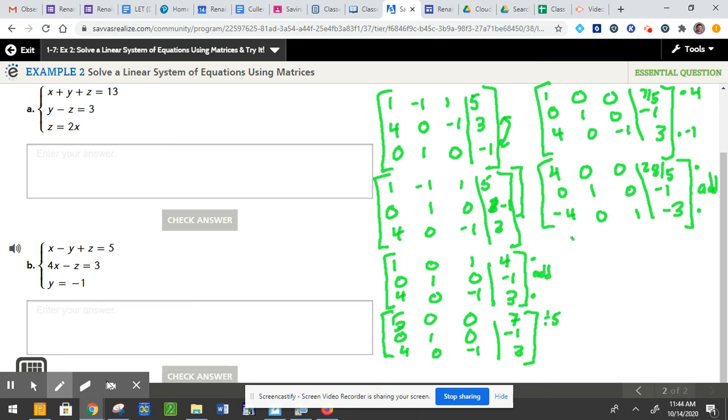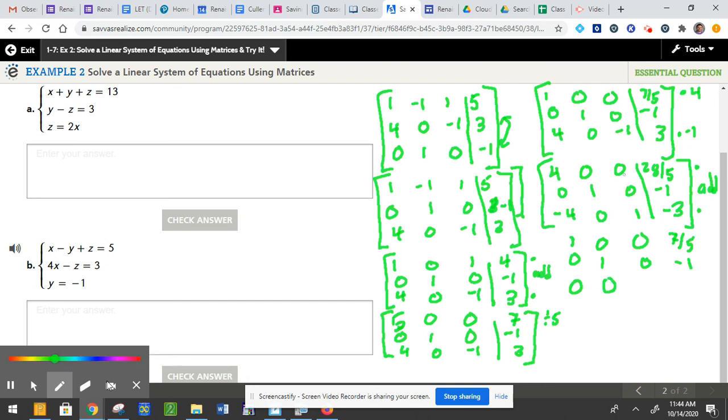So I'm going to rewrite that here. So 1, 0, 0, 7 fifths. My second row untouched because that's been good. 0, 1, 0, -1. And then my new third row is going to be this first row and this third row combined. So 4 plus -4 is 0. That's what I needed there. 0 plus 0 is 0, so that stayed good. 0 plus 1 is 1. That stayed good. And then 28 fifths plus -3.